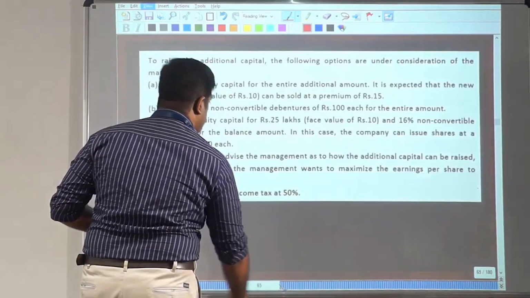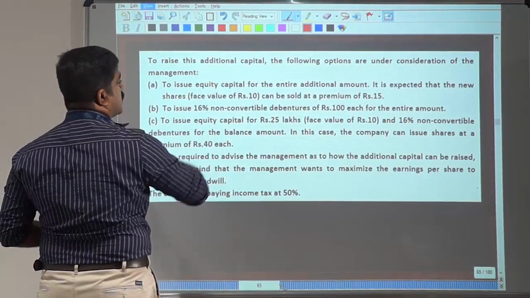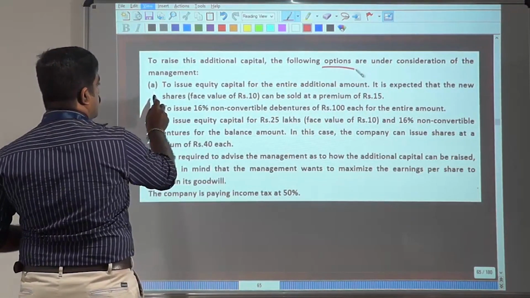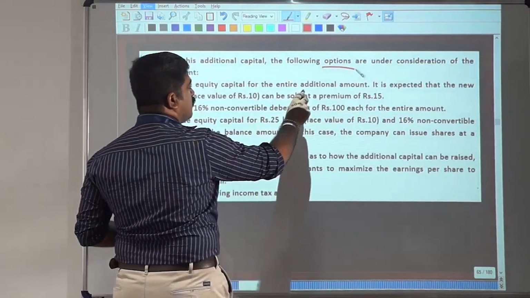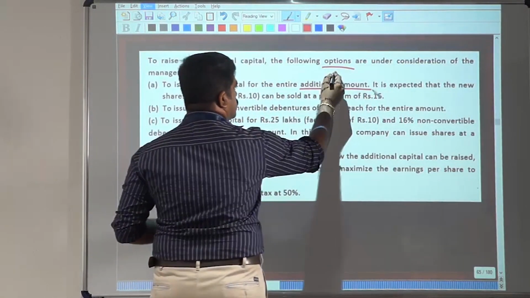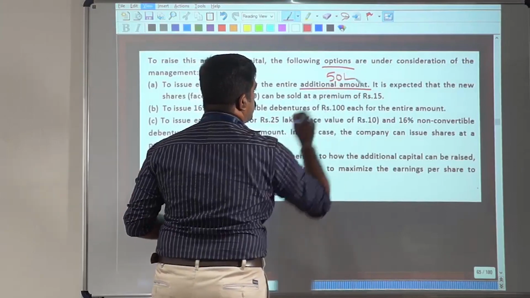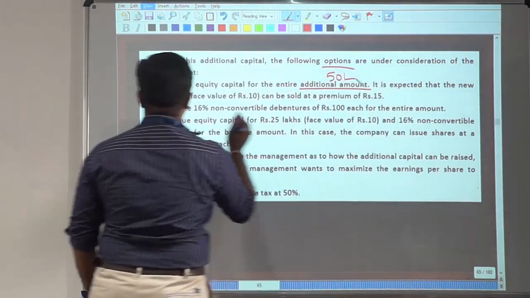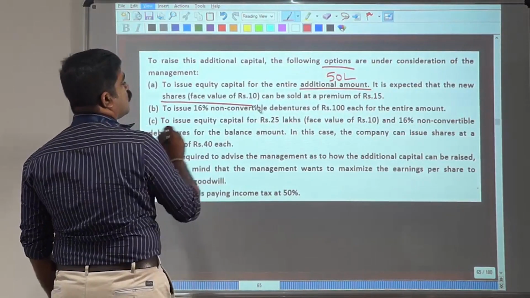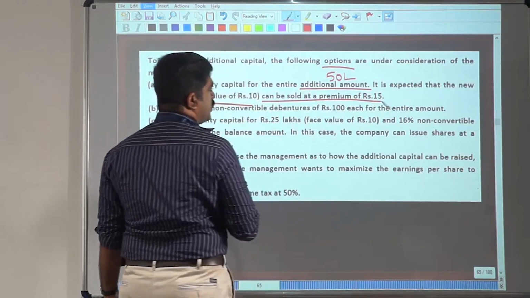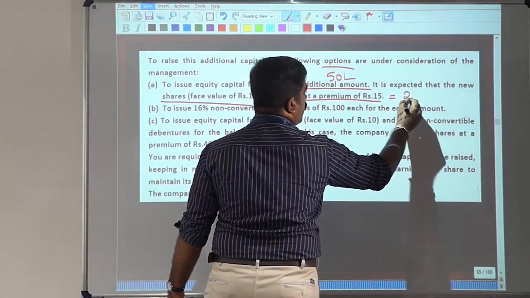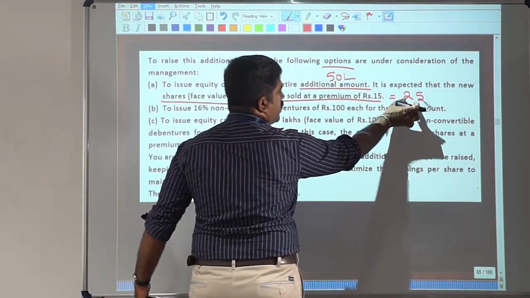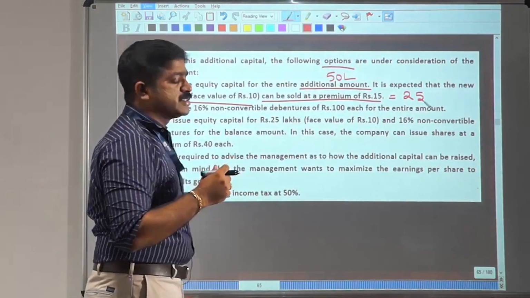Question continues. To raise this additional capital, following options are under consideration. Number one, to issue the equity share capital for the entire additional amount. What was the additional amount? 50 lakhs. So they are going to issue equity capital for entire additional amount. It is expected that new shares of face value of rupees 10 can be sold at a premium of 15. It means you will get 25 per share. And what is the capital required? 50 lakhs. 50 lakhs divided by 25 will tell you how many shares can be issued.